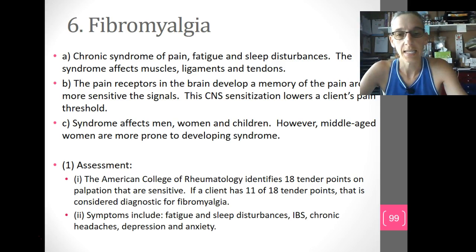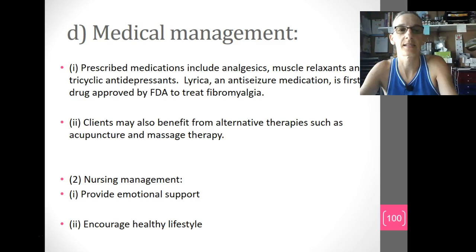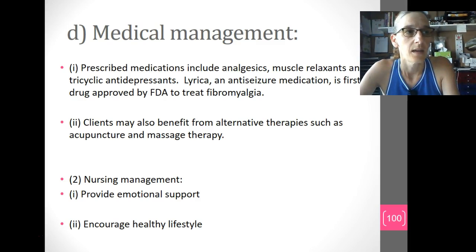All right, symptoms include fatigue, sleep disturbances, IBS, irritable bowel syndrome, chronic headaches, depression, anxiety. All right, medical management is going to be taking the prescribed medications, including analgesics, muscle relaxants, and tricyclic antidepressants. Drugs like amitriptyline sometimes have success for chronic pain. Lyrica is an anti-seizure medication, but it is the first drug approved by the FDA to treat fibromyalgia. So clients may also benefit from alternative therapies such as acupuncture and massage therapy or chiropractic therapy.